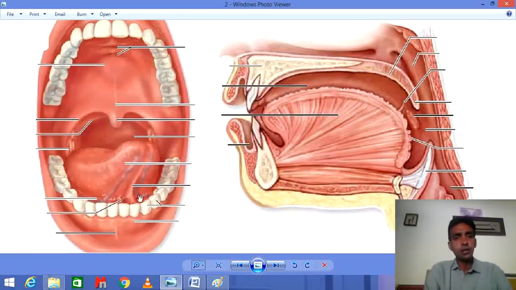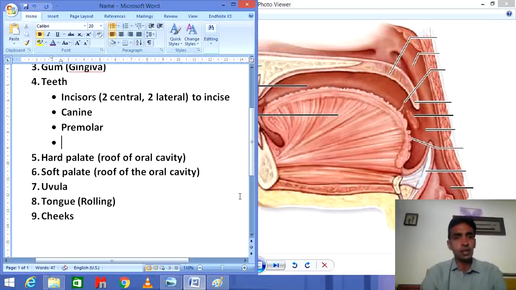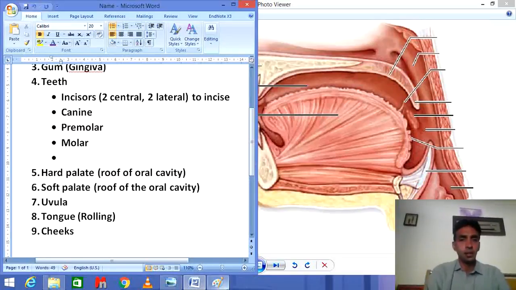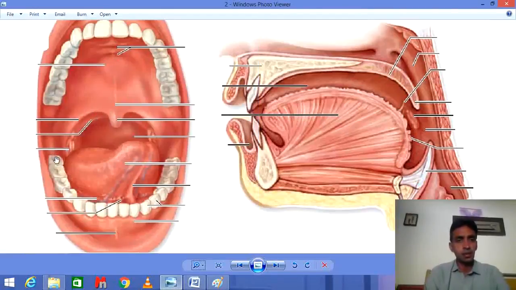The premolar is also responsible for chewing up food, but chewing is not its main function. The actual function of chewing is done by the molar. After the premolar there is molar, and after the molar there is sometimes one more tooth at the last.